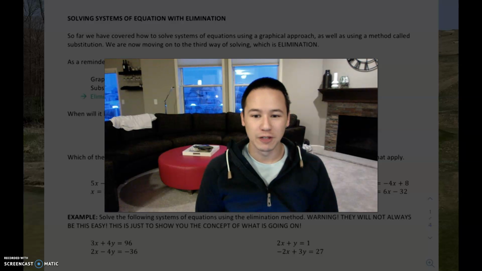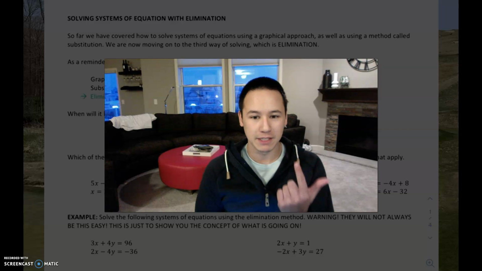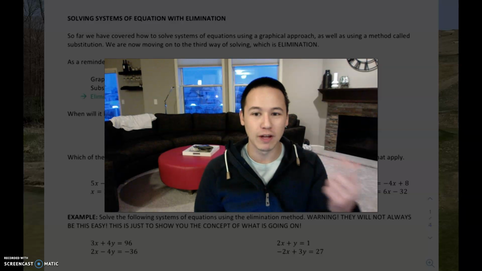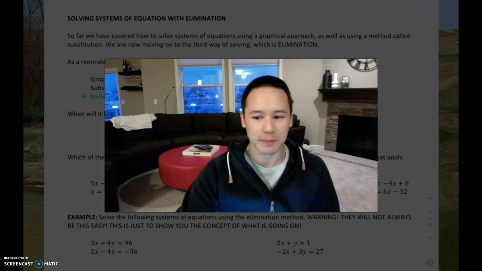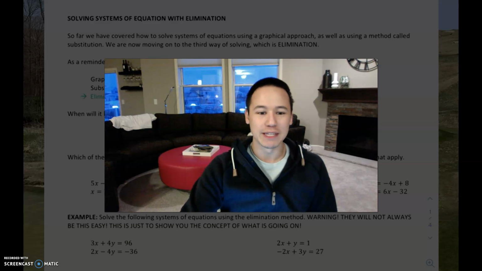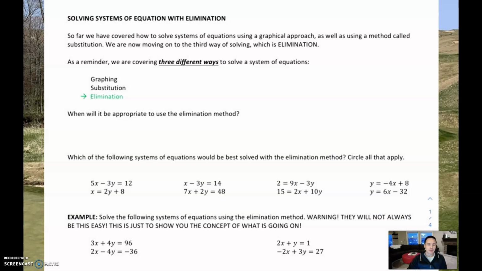So far, we have learned about solving systems of equations by graphing and by substitution. And now we're going to move on to the third approach, which is called elimination. And this one's one of my favorites. So let's go ahead and start with the elimination method. There's our little roadmap of where we are. We've started with graphing, substitution, and now we're on to elimination.